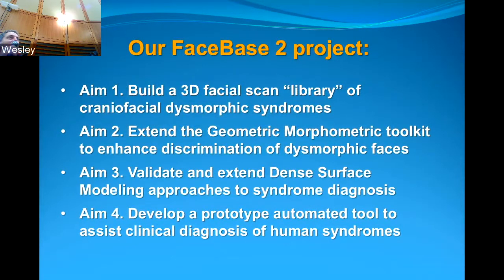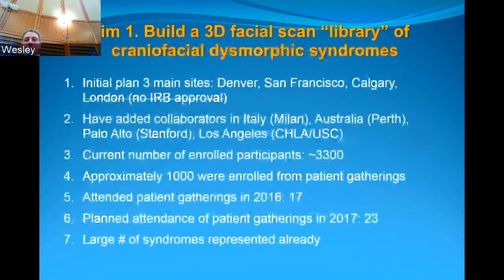So we have 4 aims in our project. The first one is to build a 3D facial scan library of dysmorphic syndromes, and I'll give you an update on where we are with that. We've been making a fair amount of progress. The following aims are using the data. Aim 2 is extending the geometric morphometric toolkit to enhance discrimination of dysmorphic faces. Aim 3 is validating and extending dense surface modeling approaches to syndrome diagnosis. And aim 4 is developing a prototype tool to assist in diagnosis of syndromes.